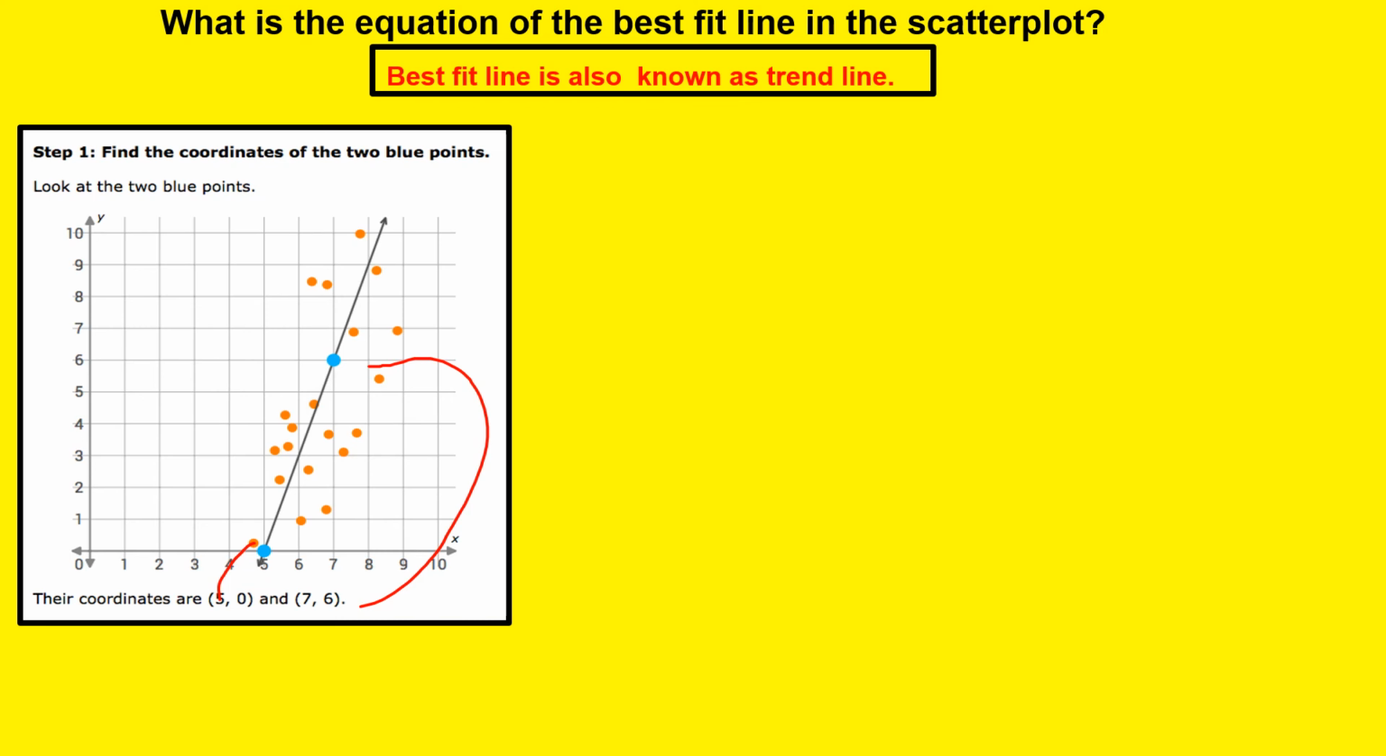Okay, so now all we have to do is identify which one is x1, y1, and which point is x2, y2. So we'll name the first point x sub 1, y sub 1. So x sub 1 will be 5, y sub 1 will be 0, x sub 2 will be 7, and y sub 2 will be 6.